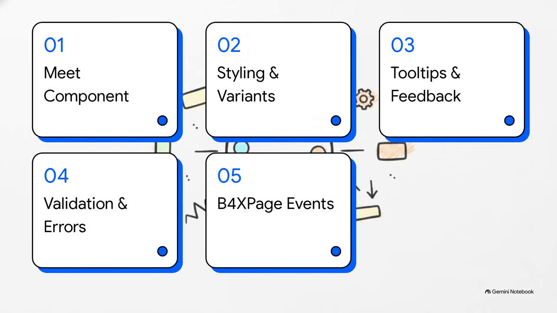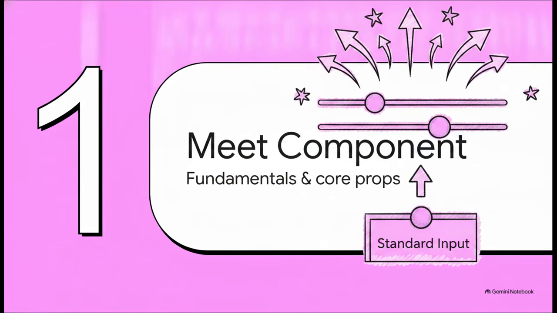So here's our roadmap for the breakdown today. We're going to start by meeting the component itself, then explore styling and variants, dive into tooltips and feedback, secure our data with validation and errors, and finally, tie it all together with B4X page events. All right, Section 1. Meet B4XD Dual Range.